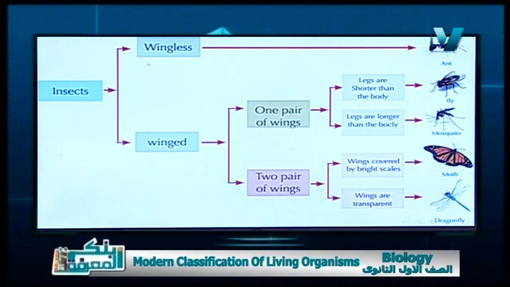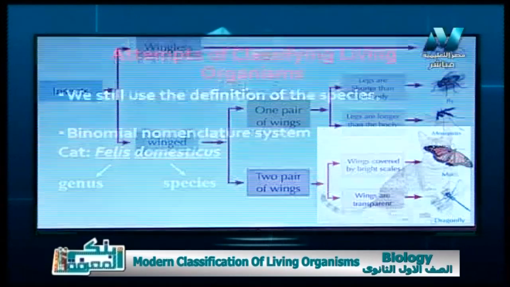So the insects could be classified into two groups, wingless and winged. And the winged insects could also be classified into smaller groups depending on the shape or the number of wings. Again, they are classified by the length of the legs or the scales found on the wings. So each time we focus on smaller groups until we end up with the name of the individual.